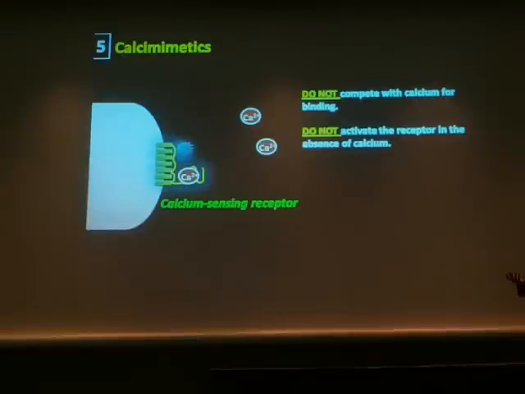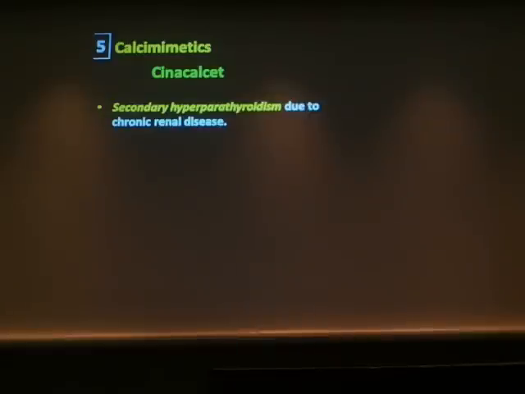Where can you use this? Hyperparathyroidism. In the primary or in the secondary or in both? The major use of these drugs is actually in secondary hyperparathyroidism due to chronic renal disease. What do we mean by secondary hyperparathyroidism? There's a problem in the kidney, there's less vitamin D, there's less absorption of calcium, hypocalcemia, that will activate the parathyroid. Right? So to inhibit that, you can use cinacalcet, which is a calcium mimetic.